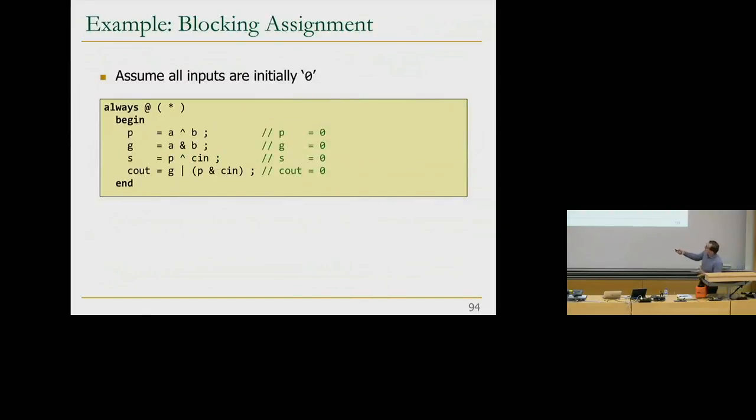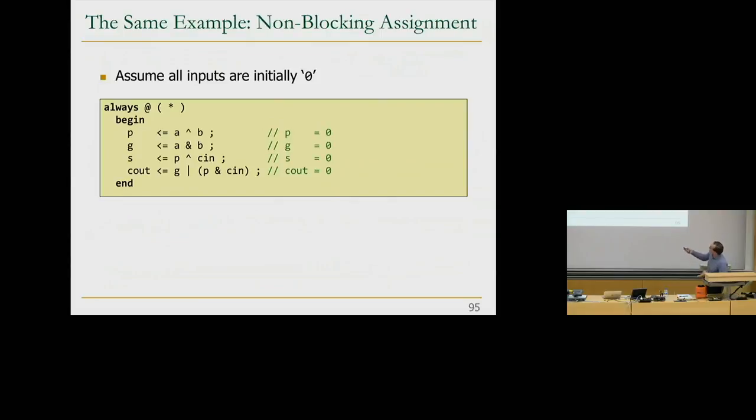This is blocking assignments. Assume all inputs are initially 0. You basically do the assignment. If A changes to 1, all values are updated in order. So you basically execute one by one, not concurrently. So P becomes 1, and then this becomes 0 because it's an AND. Now you use the new value of P over here, right?